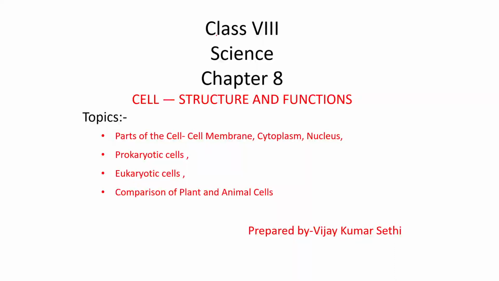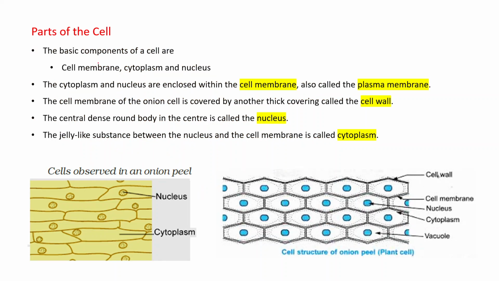Class 8 Science. We were discussing chapter 8, cell structure and function. In this video we are going to discuss parts of the cell like cell membrane, cytoplasm and nucleus, prokaryotic cells, eukaryotic cells, and comparison of plant and animal cells. First, let us come to the parts of the cell.